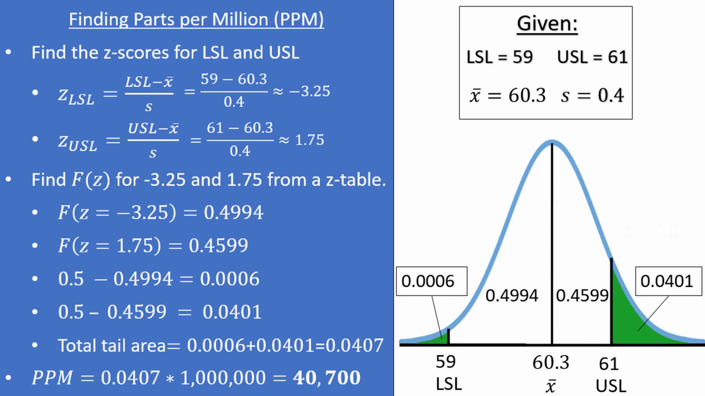0.0407 times 1 million is 40,700. So about 40,700 cartons of orange juice out of 1 million will fall into the unacceptable zone, either above the upper specification limit or below the lower specification limit. It would be up to management to decide if this number is acceptable, but my guess is that might be too many units outside of the acceptable range.